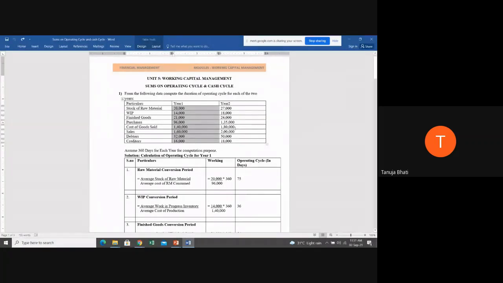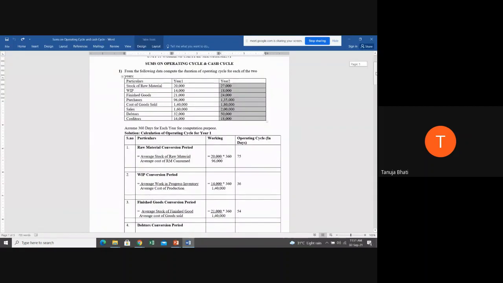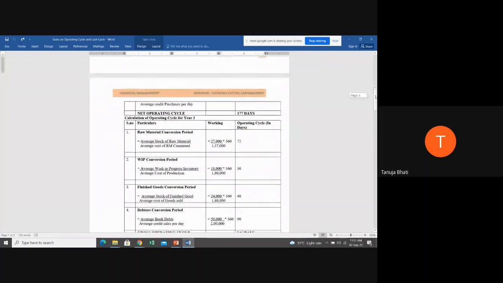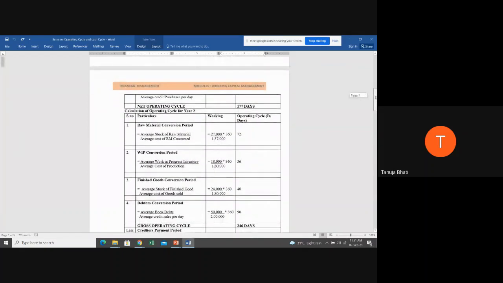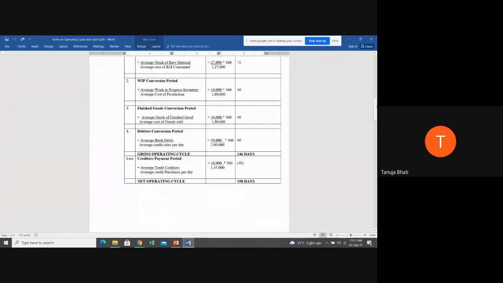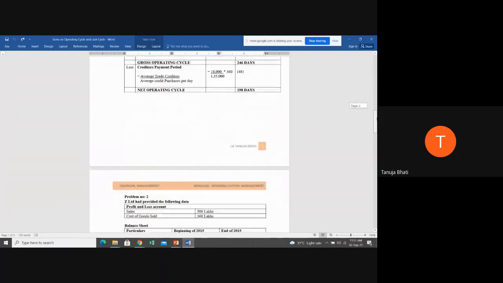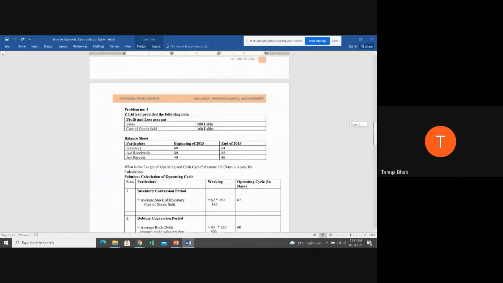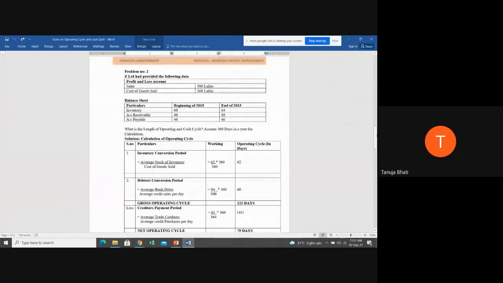Whatever we have solved for year 1, on the same basis, students, you have to solve for year 2. On the same lines, there is no difference, only the figures will change. Only you have to use year 2 figures, but the rest of the solving will be as per year 1. Can we move ahead to problem number 2? Yes, students.